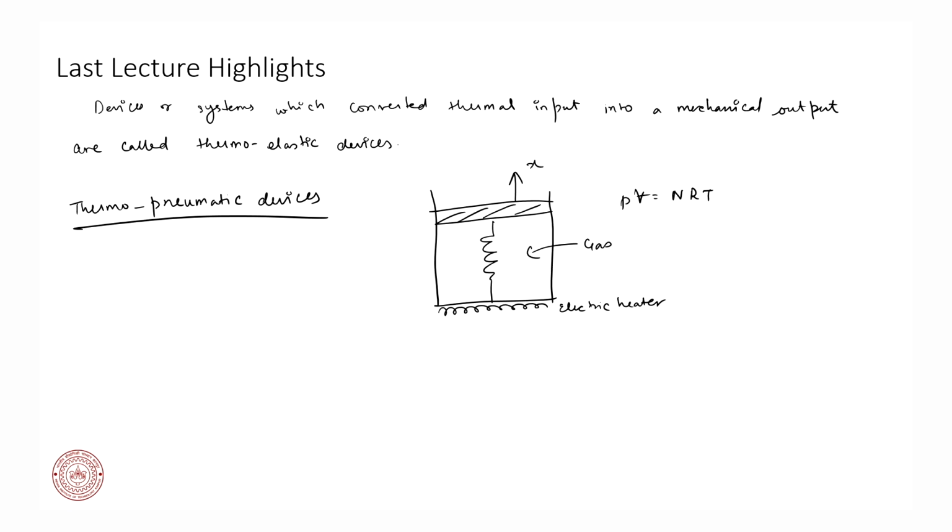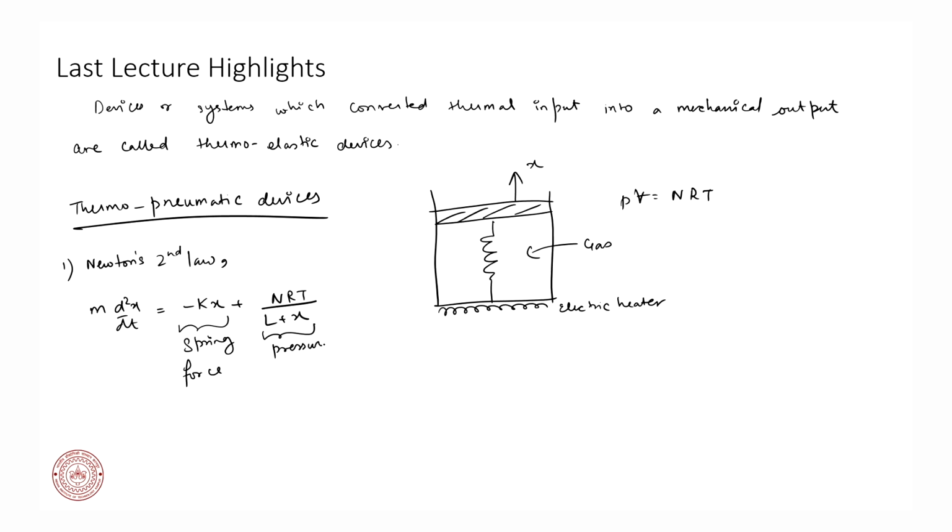What we had seen from this is we had 2 sets of equations. The first equation was from Newton's second law. From Newton's laws of motion, we derived that the mass times the acceleration, that is m d squared x by dt squared, equals minus kx plus nRT over L plus x. This was our spring force, and this was our pressure force due to the expansion of the gas.